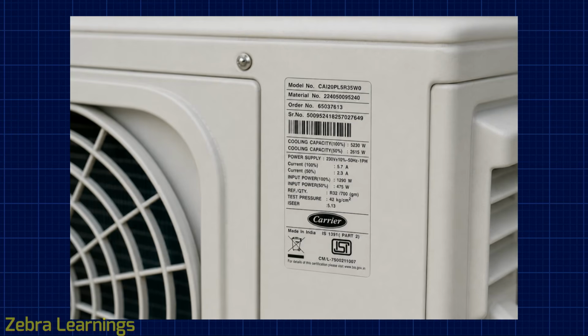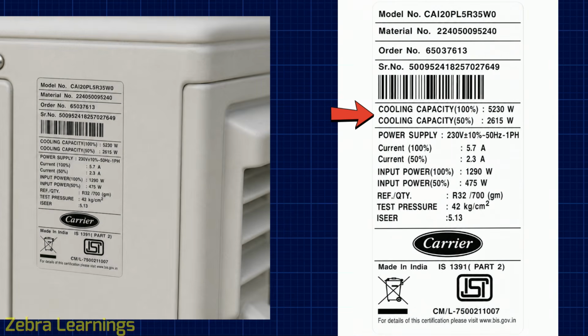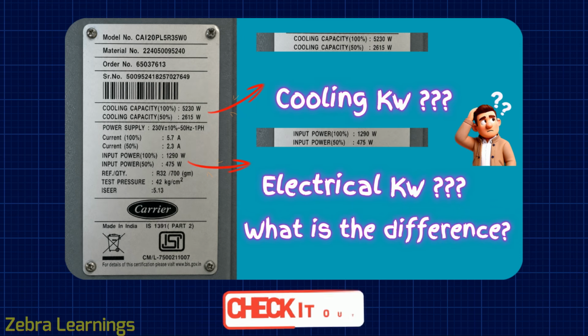In the technical details of an AC unit, you will typically find 2 kilowatt values. One for capacity and another for power input. In this video, we are going to learn specifically about the capacity kilowatt. In our previous video, we generally looked at the difference between cooling kilowatt and electrical kilowatt. I am leaving the link to that video in the description for those who need to watch it.